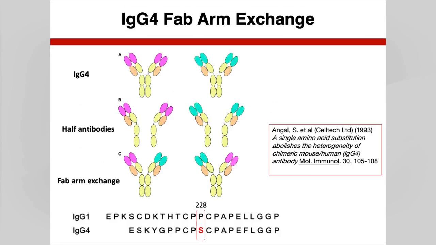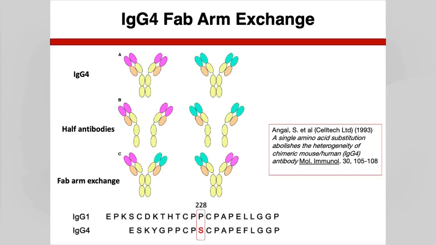One more change that I want to talk about briefly is the Fab-arm exchange in IgG4 antibodies. Because of the unique structure of the hinge region, an IgG4 molecule can dissociate into half antibodies. And if you have other IgG4s that are also dissociating into half antibodies, and these can come then back together, you can have several outcomes from the mixing of the half antibody from one IgG4 to that of another.